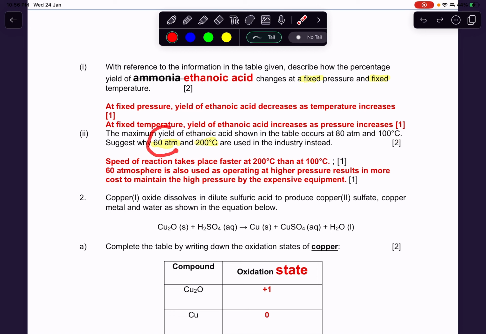Next, 60 atm versus 80 atm. A lot of you wrote that 80 atm is more expensive, more costly, but you did not explain why it's more costly. So you have to mention the cost to maintain the high pressure by equipment. Only then will I give you the 1 mark. You have to talk about the maintenance of the high pressure. If you get both, you get 2 marks.